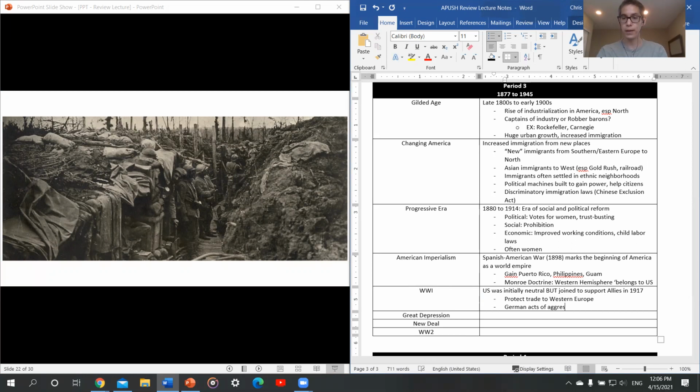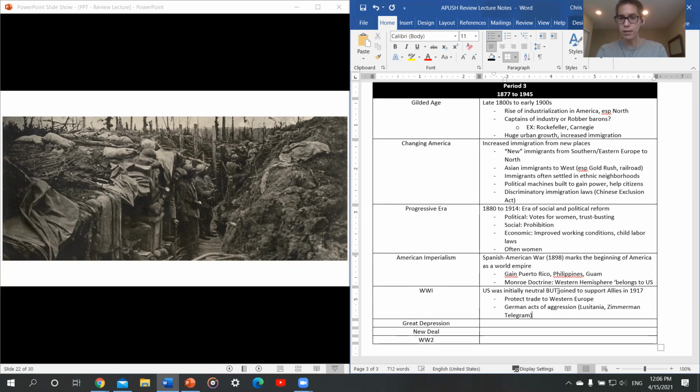The Lusitania was a merchant ship. It was a British ship sailing from New York to England. It was sunk by a German submarine, killed 1,200 people, 128 Americans. And so this was the first blow, 1915. But the Zimmerman Telegram, 1917, is what really forces the U.S. to join, where Germany sends a telegram to Mexico, tries to get Mexico to attack the U.S. So we know that we have to join.